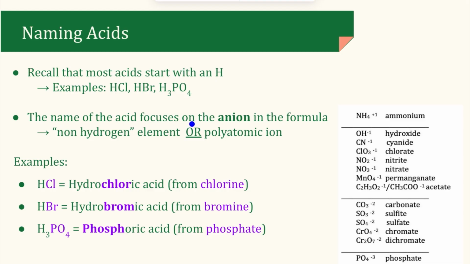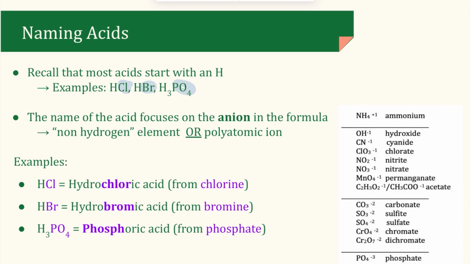The name of the acid focuses on that anion, that negative ion in the formula, or that non-hydrogen element, or it could be a polyatomic ion. So some examples of the names of these ones that were listed: HCl is hydrochloric acid, coming from chlorine. HBr is hydrobromic acid, coming from that Br, bromine, anion. And then phosphoric acid is H3PO4, coming from that phosphate polyatomic.